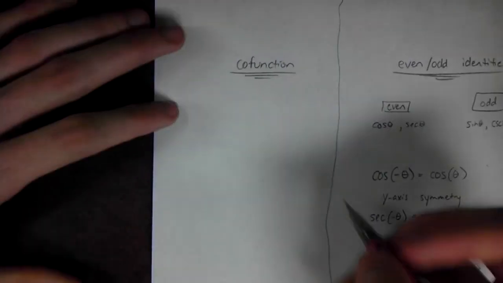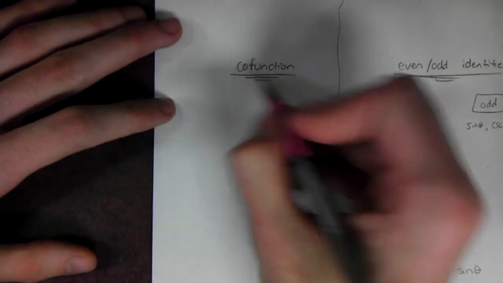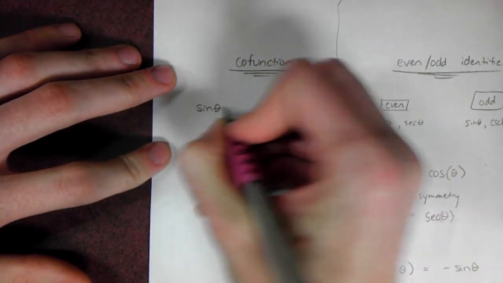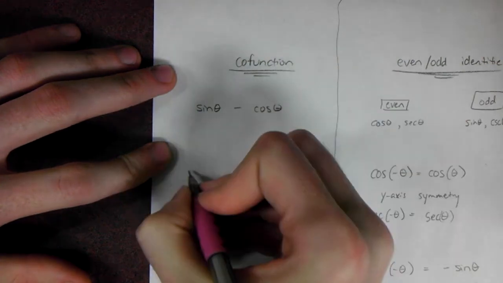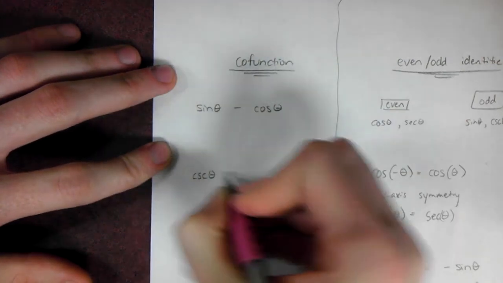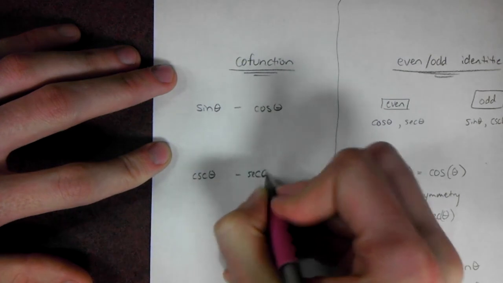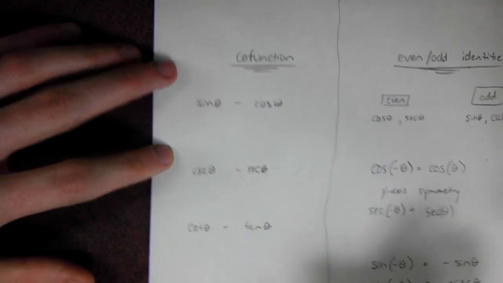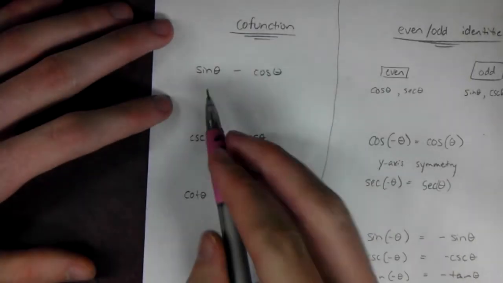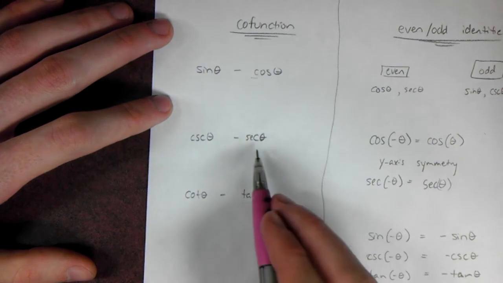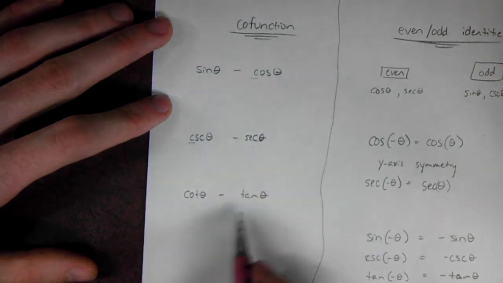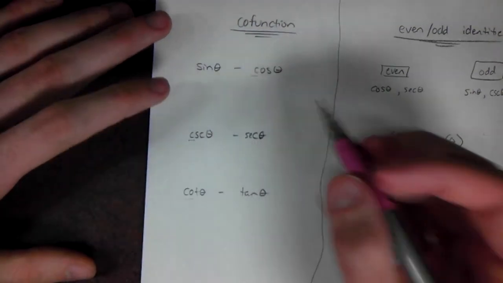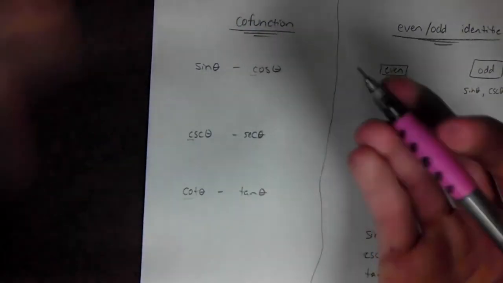Cofunction identities. Functions that go together. They cooperate. So we know that sine and cosine go together, that cosecant and secant go together, and that cotangent and tangent go together. So sine and cosine, secant and cosecant, tangent and cotangent. Easy to remember the cofunctions because they go together. Just put a co in front of the name and you've got the one that goes with each other.